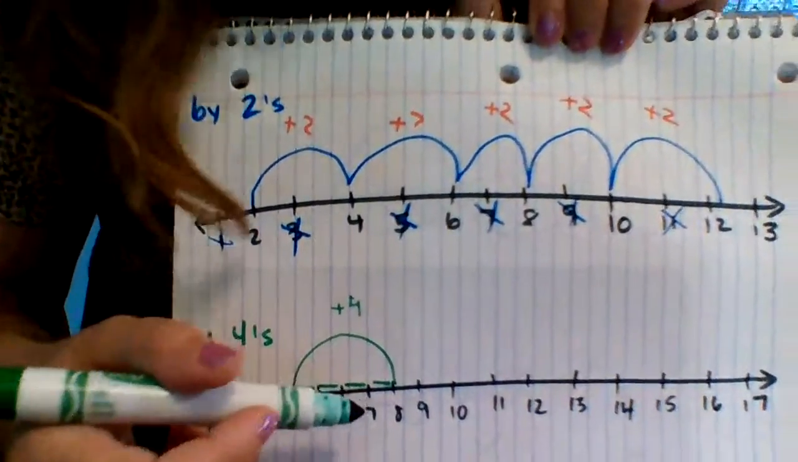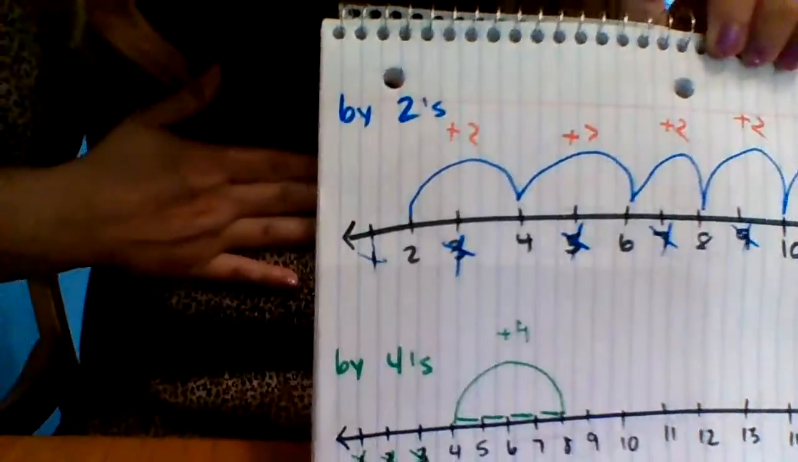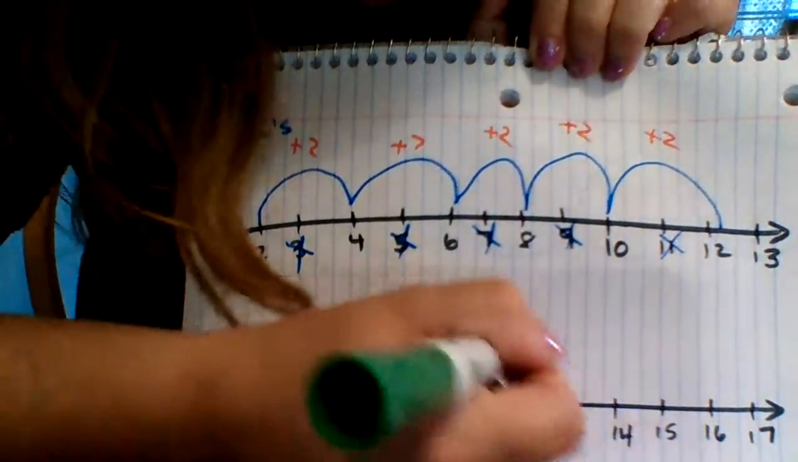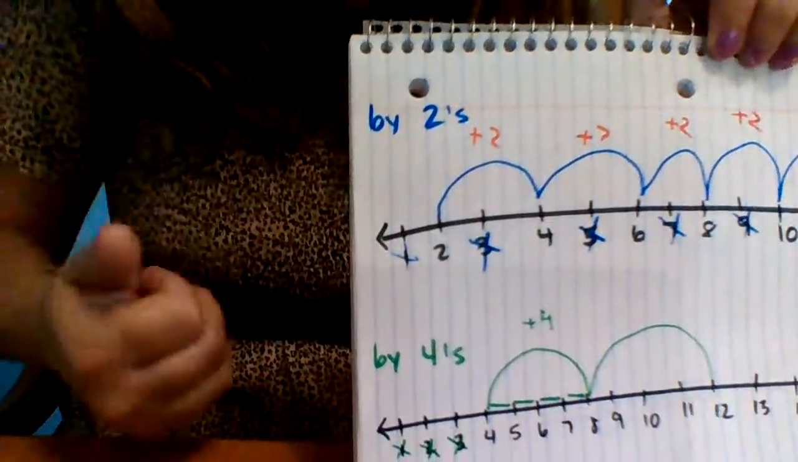Okay, let's go to the next one. 8 plus 4. 8, 9, 10, 11, 12. Okay. 12, 13, 14, 15, 16.